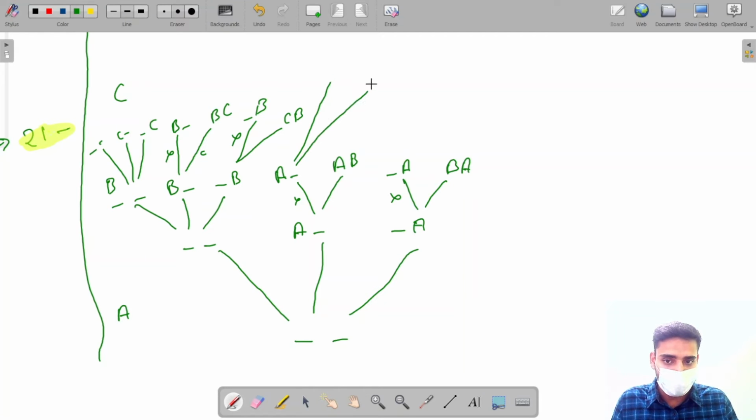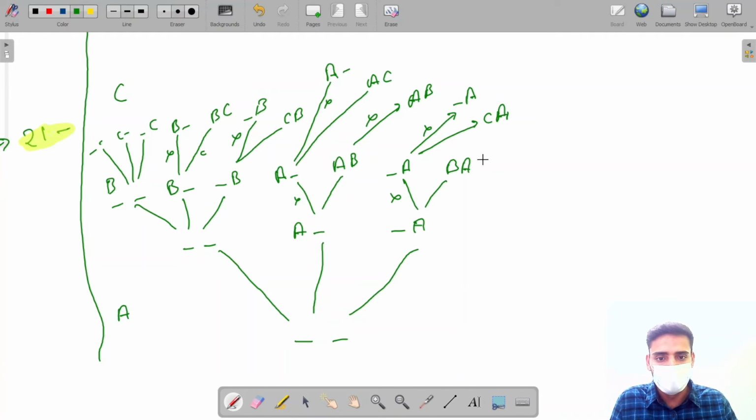Now let's talk about this. Again 2 options. One is if nothing happens, so it will be A dash only. If C comes, it will be AC. Here it has only 1 option because nothing goes. All the spots are already occupied. Now let's talk about this. Here again we have 2 options. Nothing goes, dash A. C comes, so CA, right? Here again we have only 1 option because no spot is left, right?